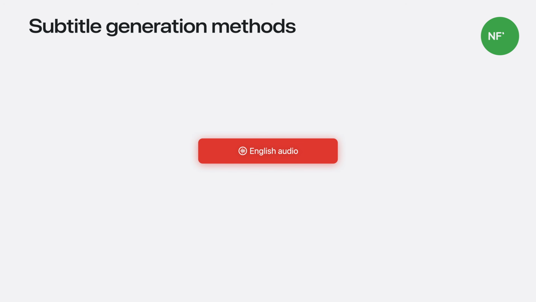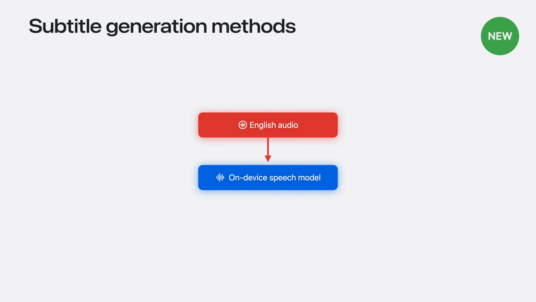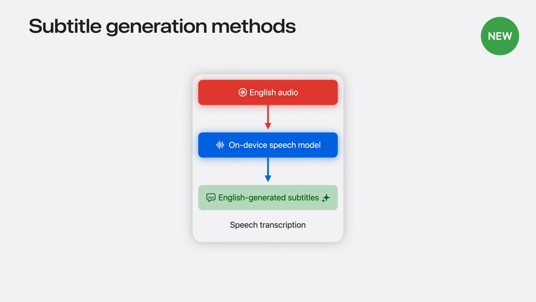Next, this is how generated subtitles are created. There are two use cases for generated subtitles. In the first use case, subtitles are generated from audio. The source audio goes into the on-device speech-to-text model, and subtitles are created. This is called speech transcription.